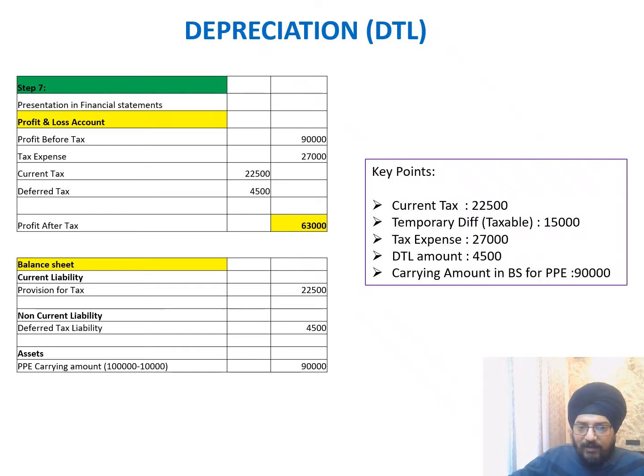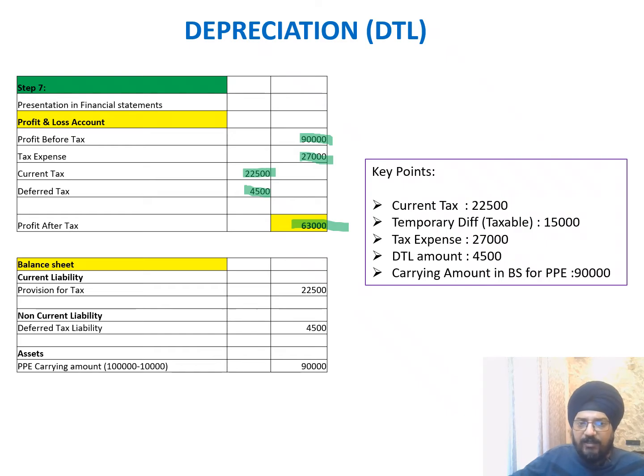Okay, so we'll quickly have a look at how these facts are going to be presented in the financial statement. My profit before tax is 90,000, tax expense is 22,500 plus 4,500. So my tax expense will be 27,000. My profit after tax would be 63,000. This is how it is going to be presented in my P&L.